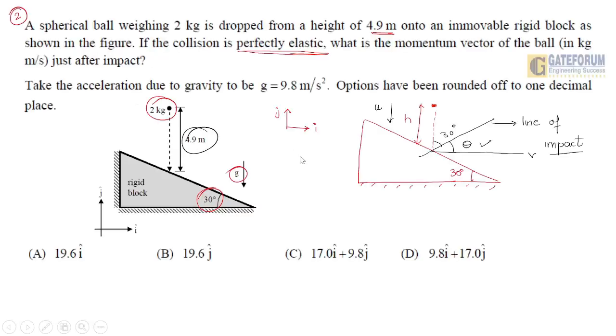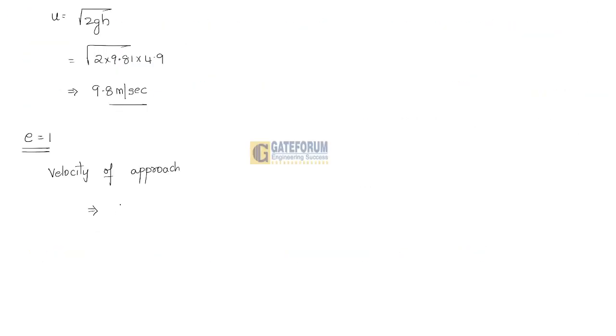It is making an angle of 30 degrees. So U cos 30 degrees minus 0. Why am I writing 0 there? The block is rigid, right? So its velocity will be equal to 0. So if you have any confusion, write it as relative velocity. Relative velocity of approach is U cos theta minus 0, which will be U cos 30 degrees.